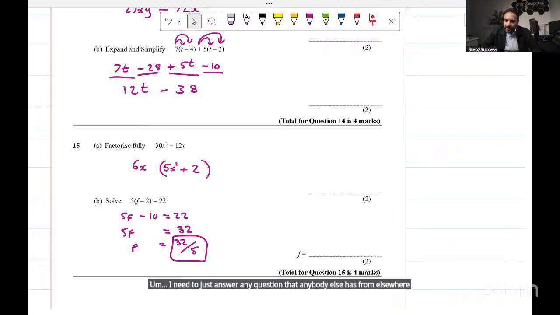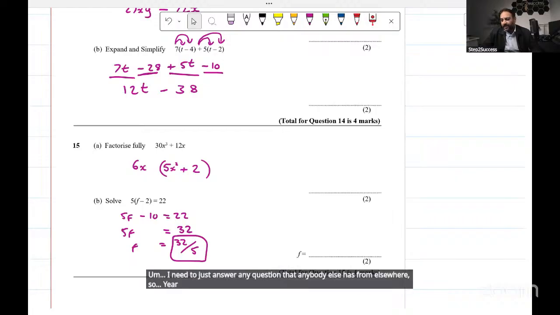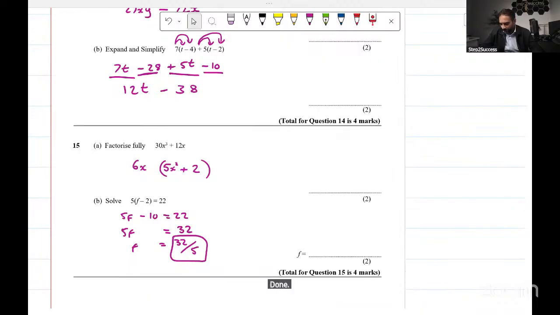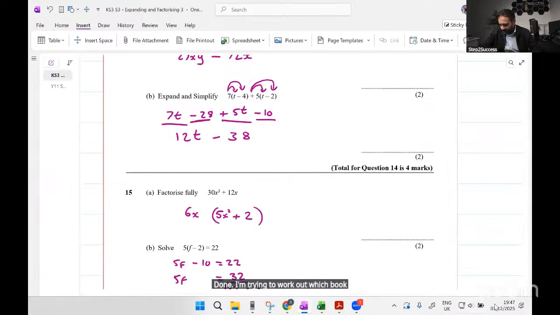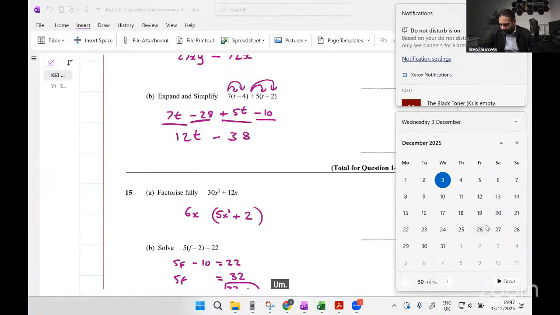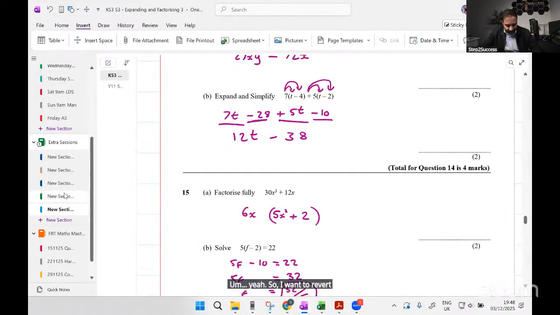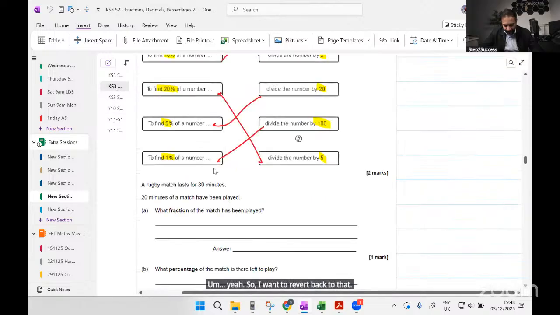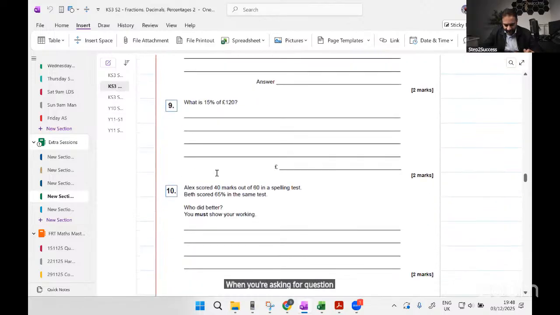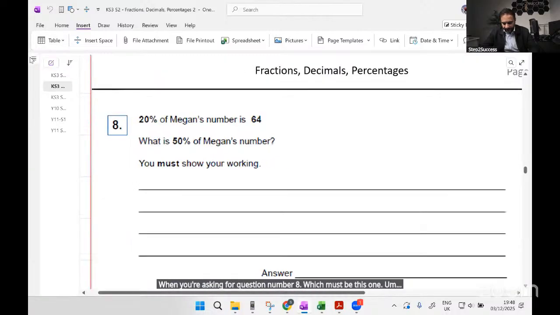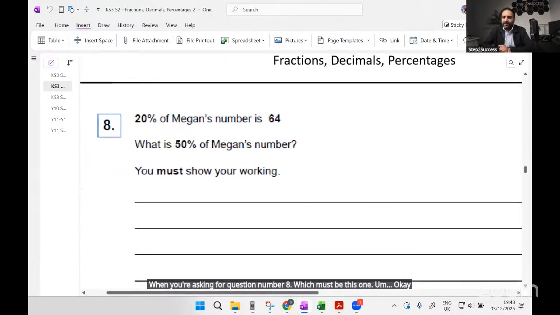So, year 8, question 12. Amelia, you came on a Thursday, so you must have done. I'm trying to work out which booklet you're on. It'll be fractions, decimals, and percentages, won't it? Yeah. So I want to revert back to that, which must be there. And you're asking for question number 8, which must be this one. Okay. I think that's the question you're asking me, but please correct me if I'm wrong.